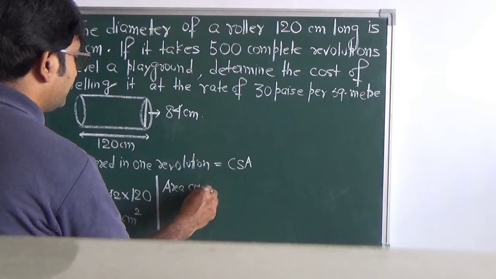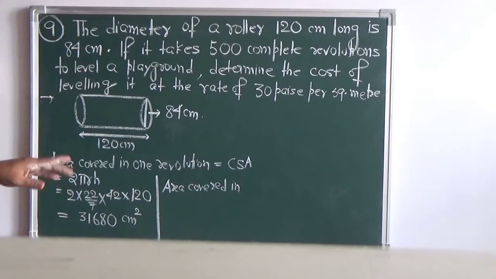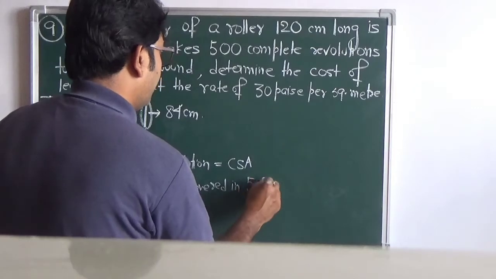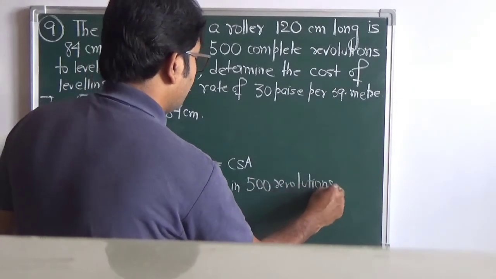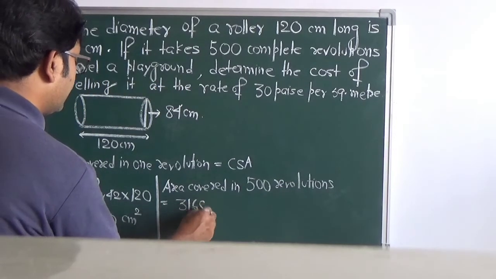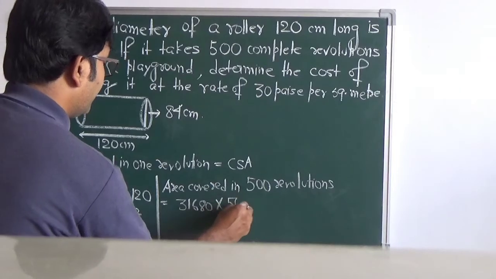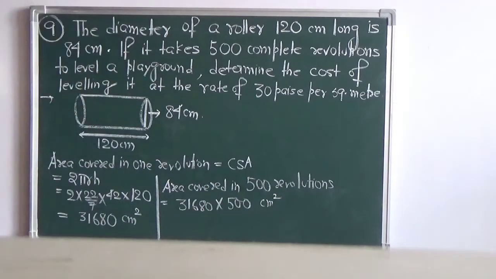Area covered in 500 revolutions will be equal to 31680 multiplied by 500 centimeter square. This will be the area.